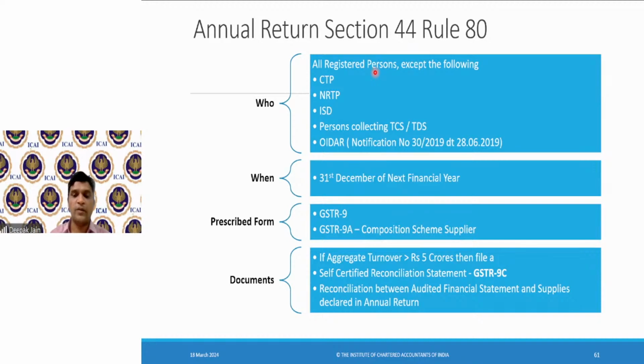Other than the above 5%, does everyone have to file annual return mandatorily, or is there any minimum limit for turnover? They give an exemption, saying that for the law purpose it is the same, but yearly notifications are issued. Like till now, all the notifications issued say that up to 2 crores of turnover, you don't have to file an annual return. So it depends on the notifications for every year. And up to 5 crores, you have to file only the annual return, and above 5 crores, you have to file annual return plus reconciliation statement.